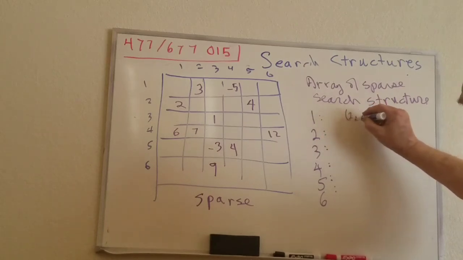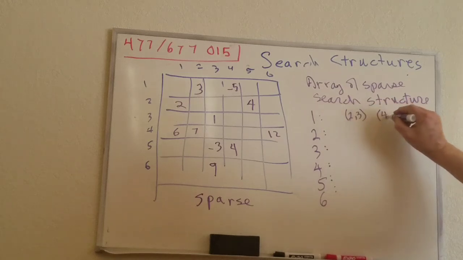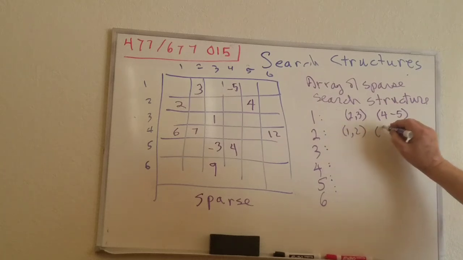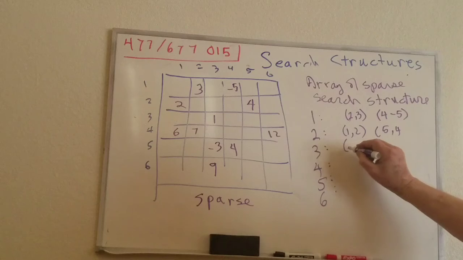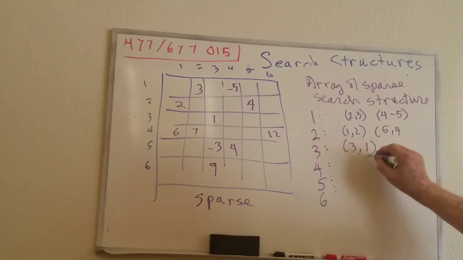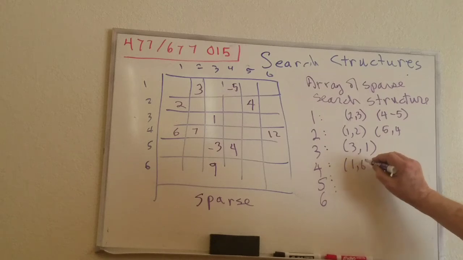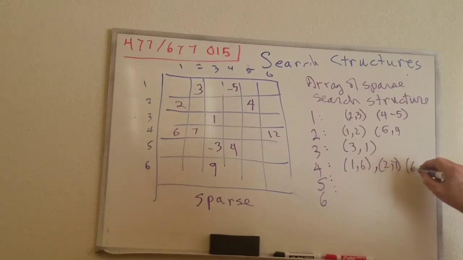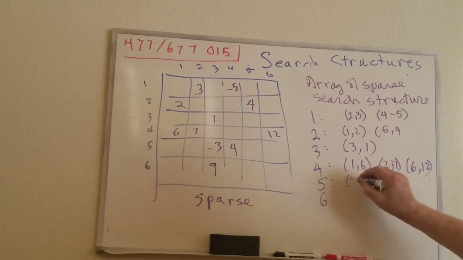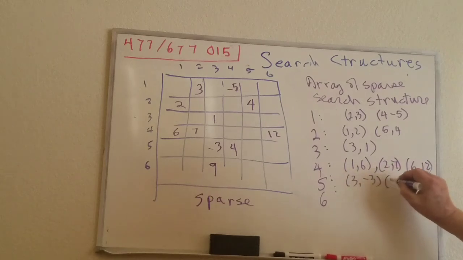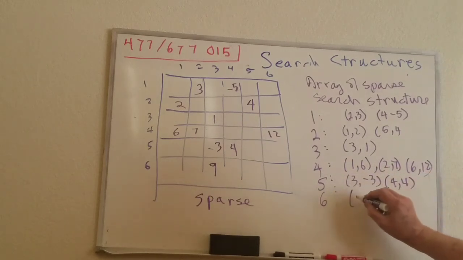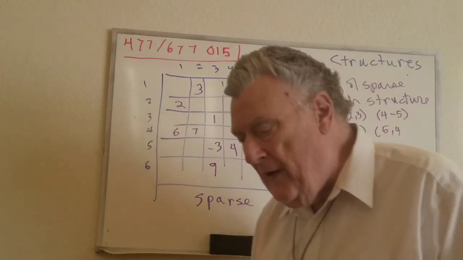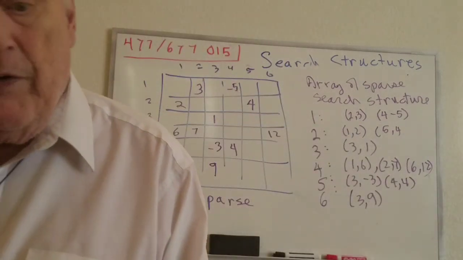So this would be 2, 3, and 4, 5, 4, negative 5. Then the items here would be 1, 2, and 5, 4. And the items here would be 3, 1. And this would be 1, 6, 2, 7, 6, 12, and so forth. 3 minus 3, 4, 4, and I guess it would be 3, 9. Of course, it could be that there's an empty row, which is perfectly okay. Then it would be an empty search structure for that row.